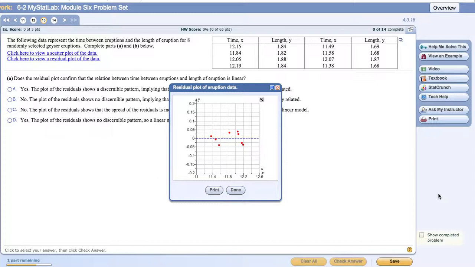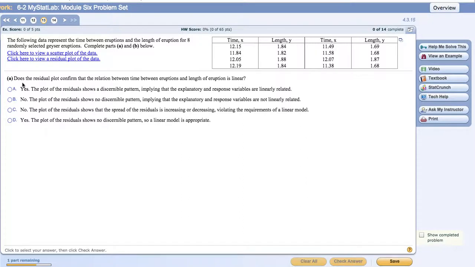And so if there is a pattern, then there's something else that's explaining the relationship, besides a linear relationship. So here we don't have a clear pattern. So let's take a look at our answer. So there is, yes, the plot of the residual shows a discernible pattern.